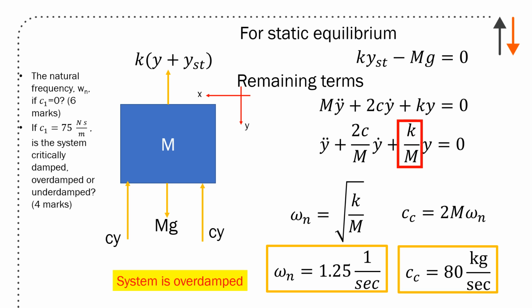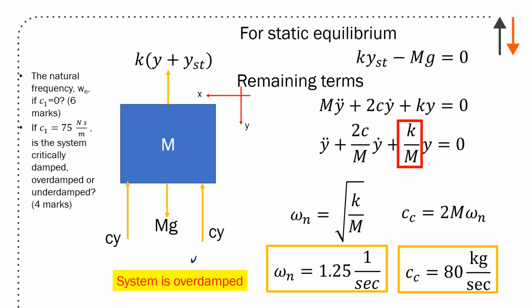I'll then have m y double dot plus 2c y dot plus ky equals 0. 2c because there's 2 of these dampers in place. So my governing equation is in this form right here. And omega n of the system is square root of k over m. My critical damping coefficient is 2m omega n. And I have omega n, which is 1.25 rad/s, and critical damping coefficient 80 kilograms per second. Each of these is 75. I've got 2 of them, so the system is overdamped.